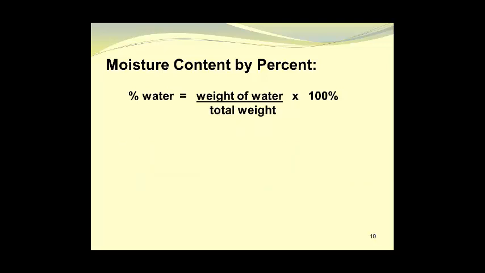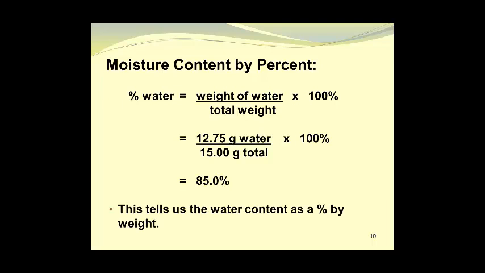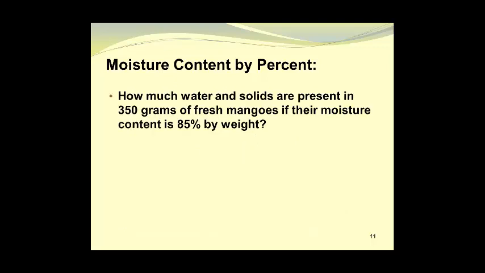Once again, the percent water is going to be the weight of the water divided by the total weight, which gives you a decimal fraction, and then we multiply that by 100%. The weight of the water is 12.75 grams, which we divide by 15.00 grams as the total weight of the sample, and we multiply that by 100% to get 85.0% water in this sample of mangoes. This tells us the water content as a percent by weight.